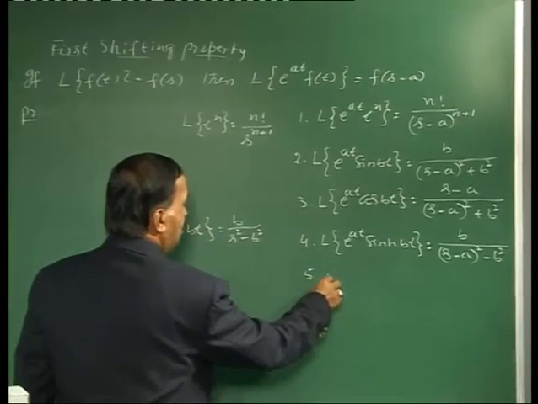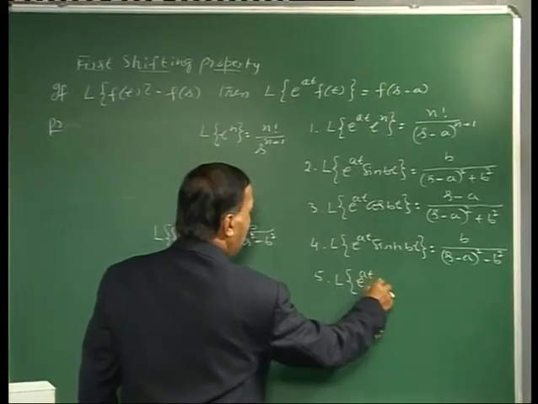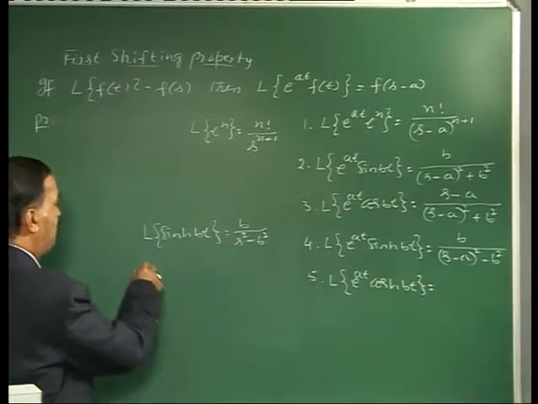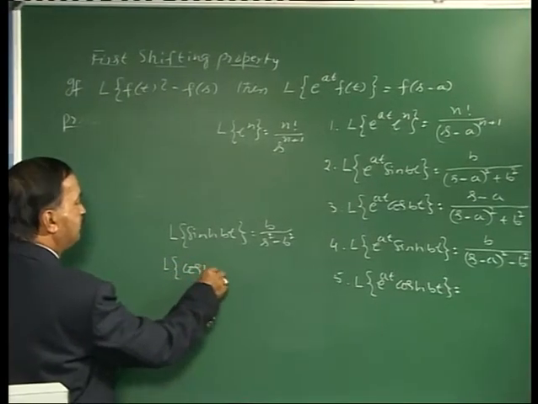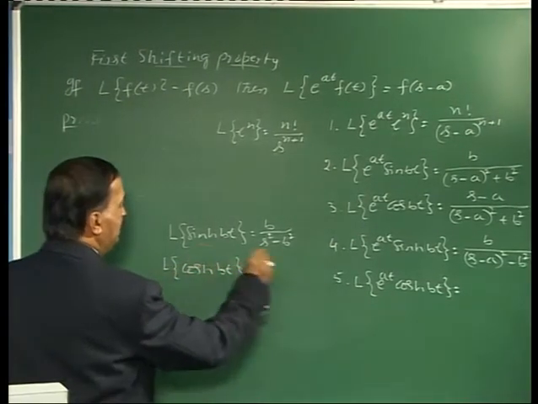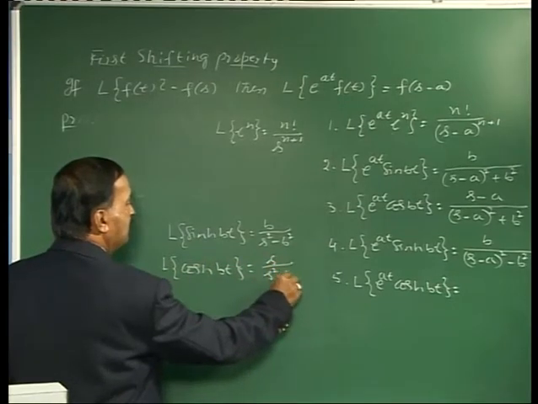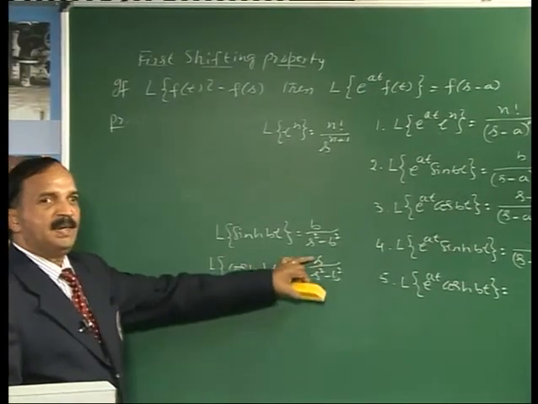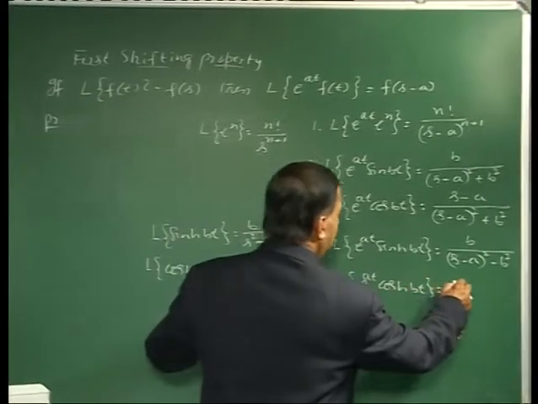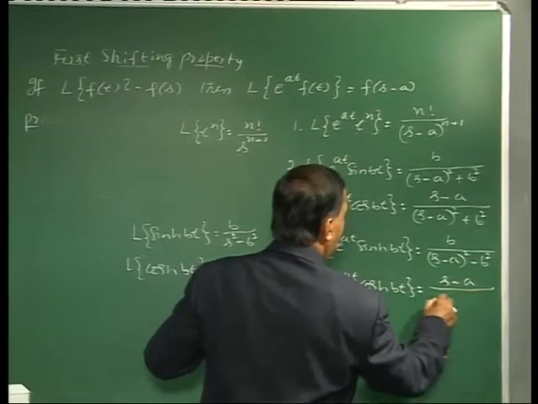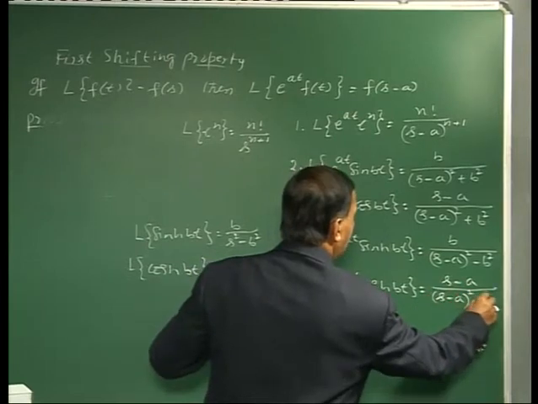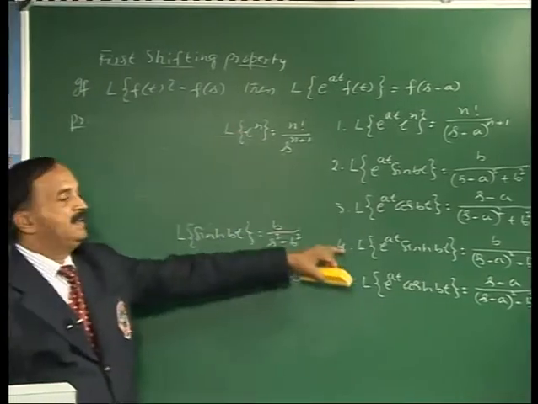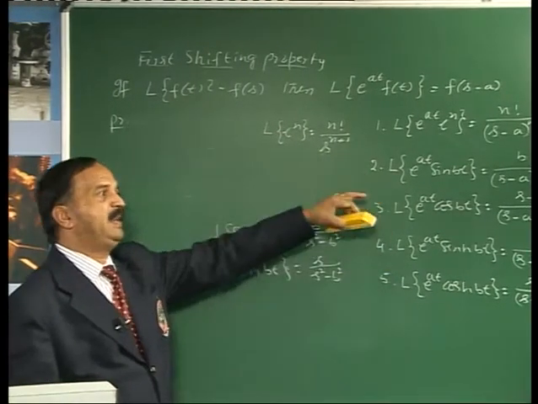Number 5, L of e to the power of at into cos hyperbolic bt is equal to... Again, we know L of cos hyperbolic bt is equal to s by s square minus b square. If I write e to the power of at here, immediately replace s by s minus a. Then the formula becomes (s minus a) by (s minus a) whole square minus b square. So if you know these formulas, then the Laplace transform becomes very simple, very easy.